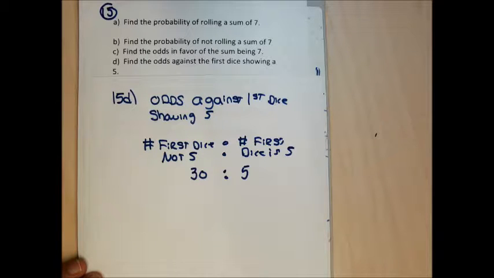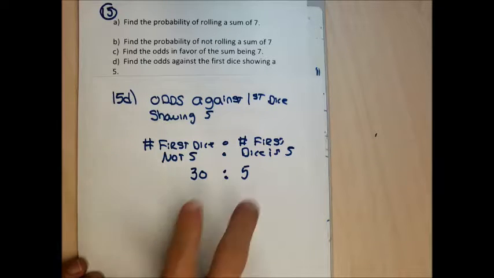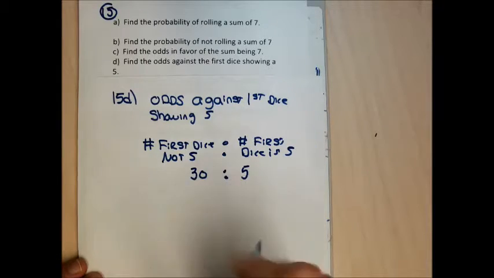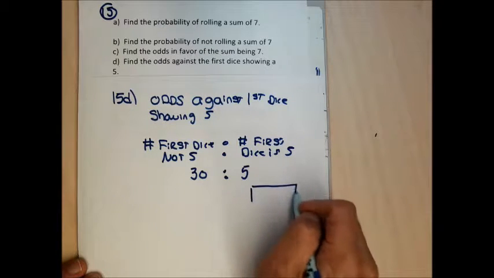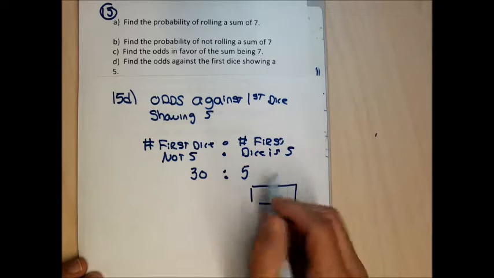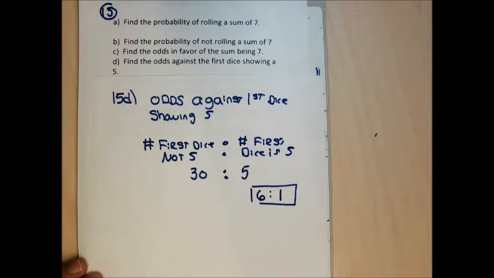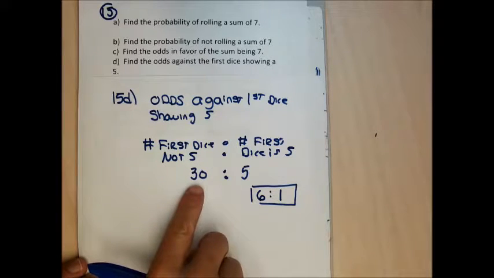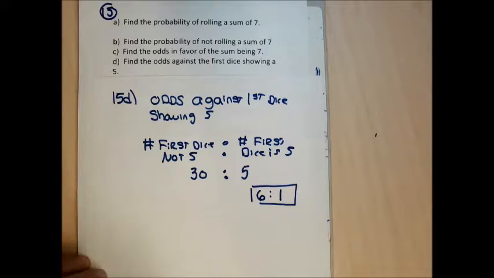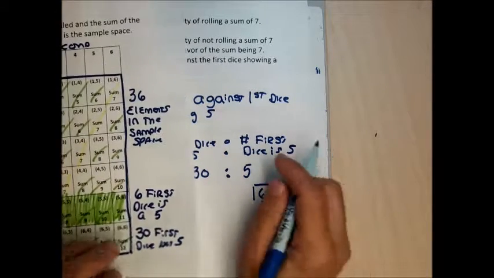And when I reduce these by 5, I'm going to go 30 divided by 5 and 5 divided by 5. 30 divided by 5 is 6. 5 divided by 5 is 1. I'm going to say, oops, I should divide by 6, shouldn't I? No, 30 divided by, I made a mistake here.